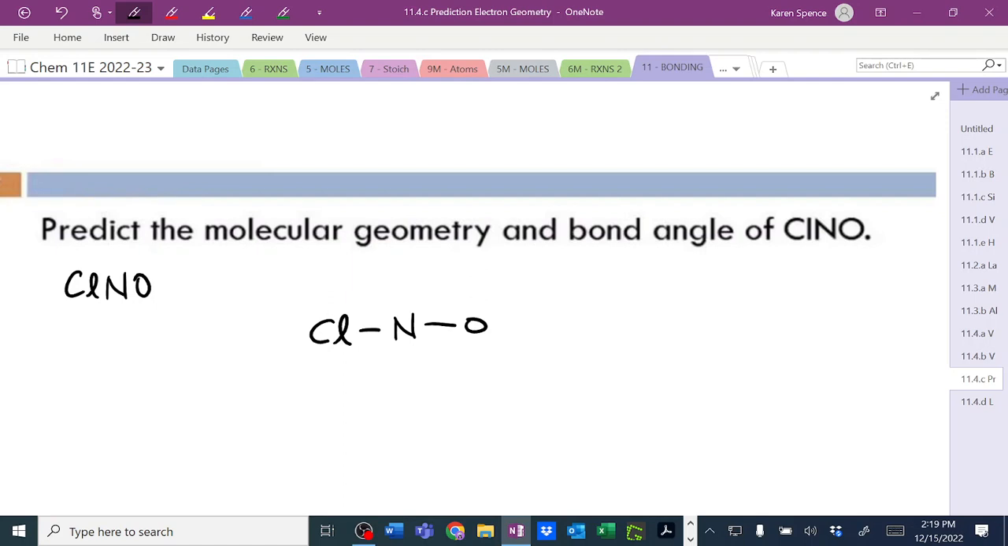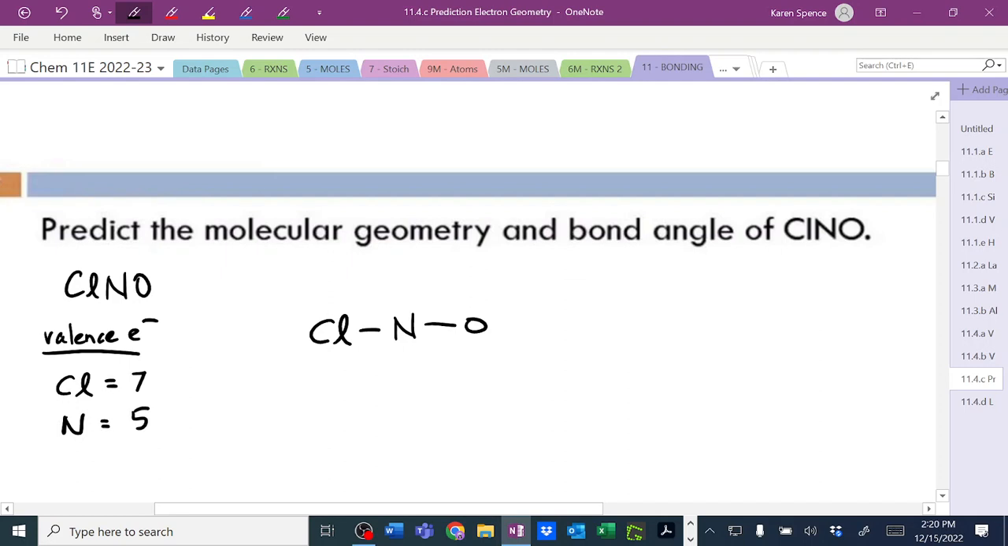I've just drawn the skeleton structure. Okay. Now, what do we need to do to complete this Lewis structure? We need to find the valence electrons. Chlorine has 7, nitrogen has 5, and oxygen has 6.